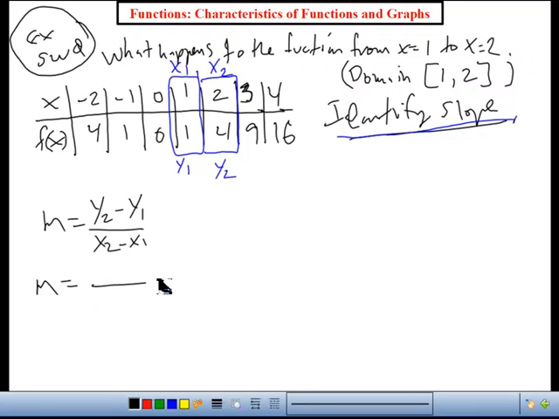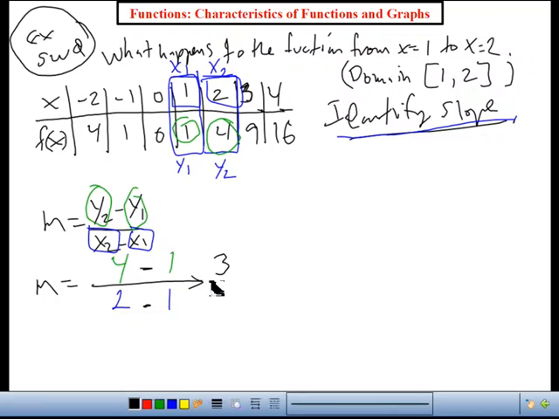M equals blank minus and minus. Let's substitute values. We have y sub 2 minus y sub 1, so we got 4 minus 1. Then we have x sub 2 minus x sub 1, so we got 2 minus 1. So what is 4 minus 1? 3. 2 minus 1 is 1. So my slope is 3.